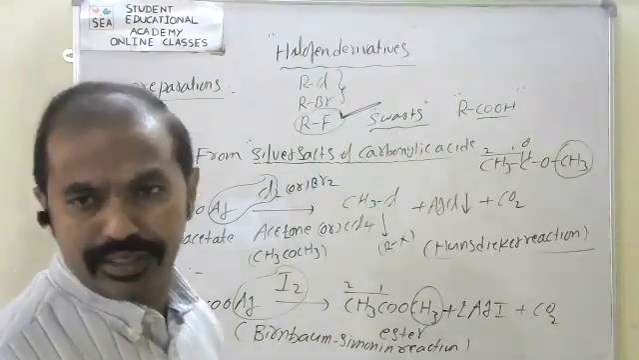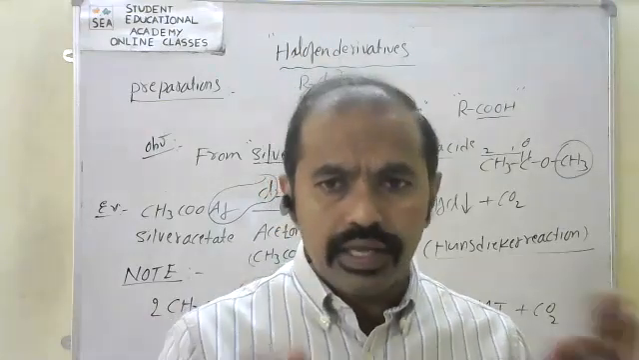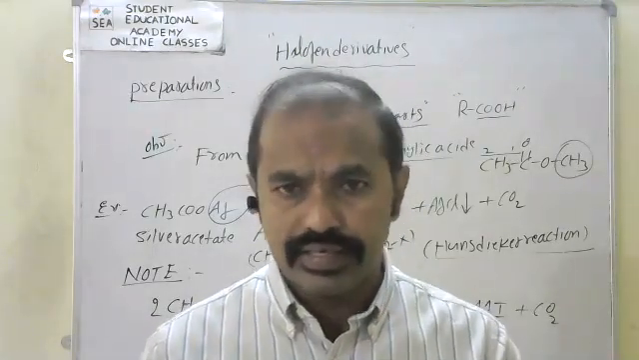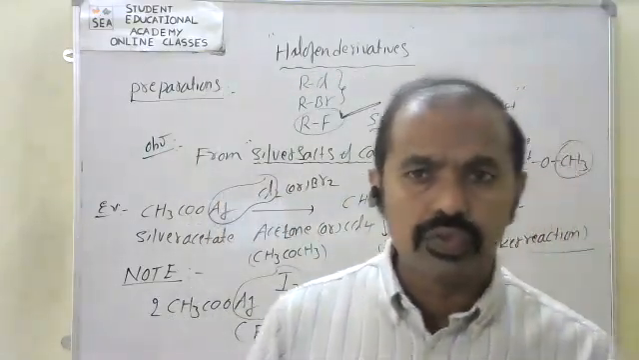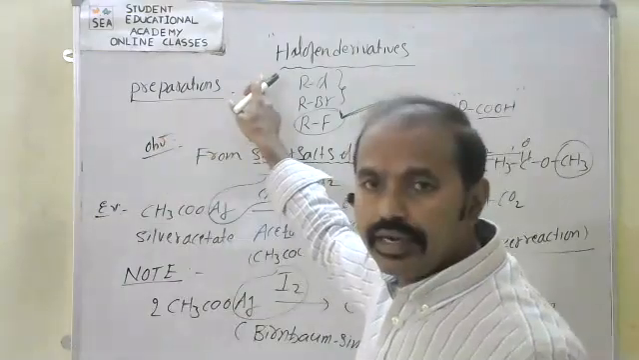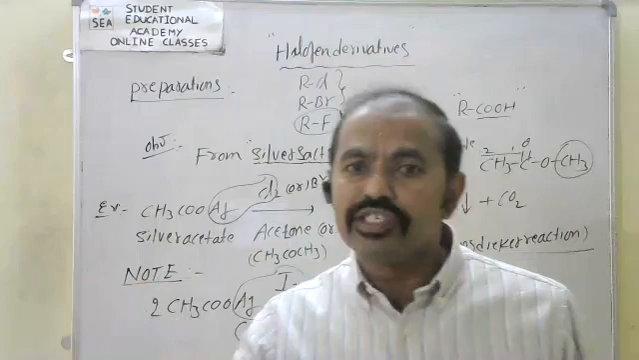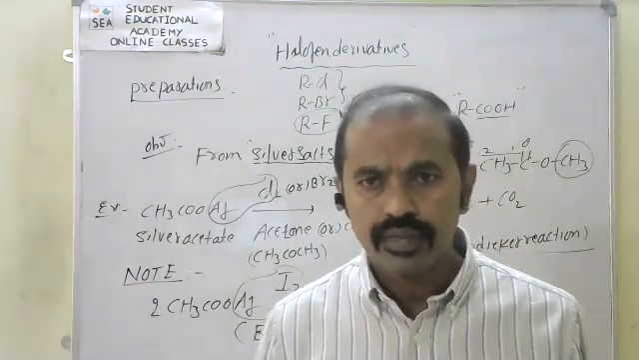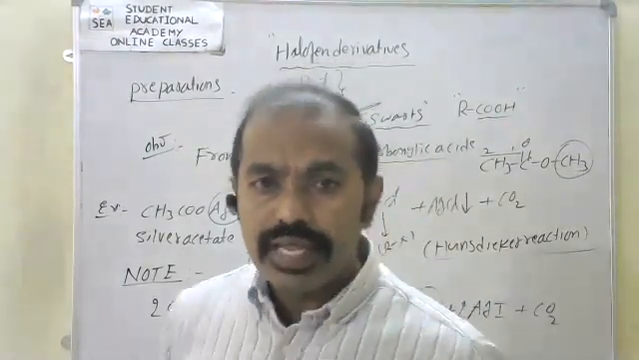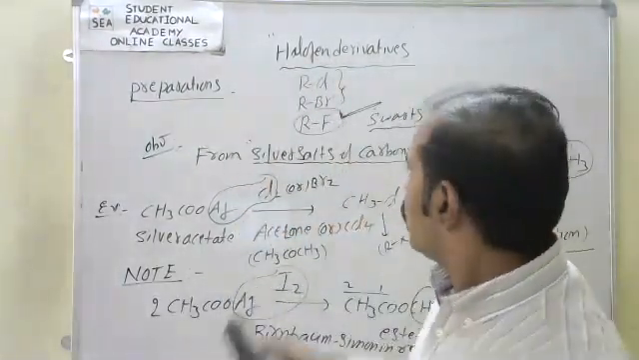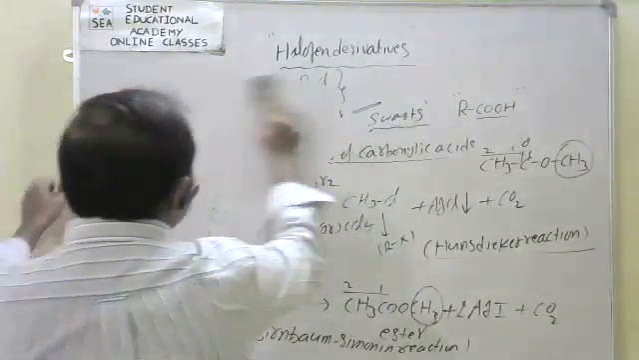These all are preparations of halogen derivatives of alkanes. Up to now, all the preparations I have given belong to halogen derivatives of alkanes. All are open chain. So now if we take halogen derivatives of arenes, see, halogen derivatives of arenes.